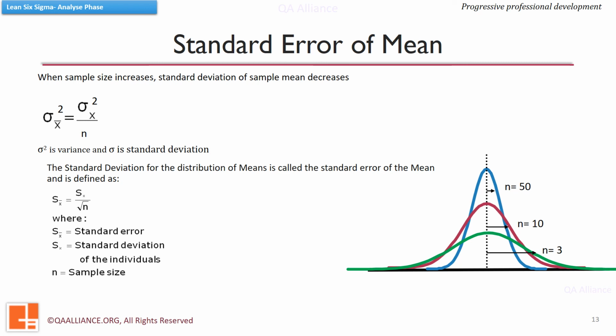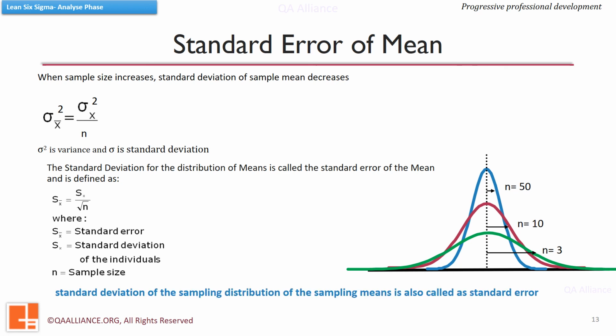This equation has come from the above equation only. The difference is that in the first equation we talked about population variance, and the second equation is for samples and standard deviations of samples and sample means. So when we convert variance to standard deviation, we take square root on both the sides. This standard deviation of the sampling distribution of the sampling means is also called standard error.